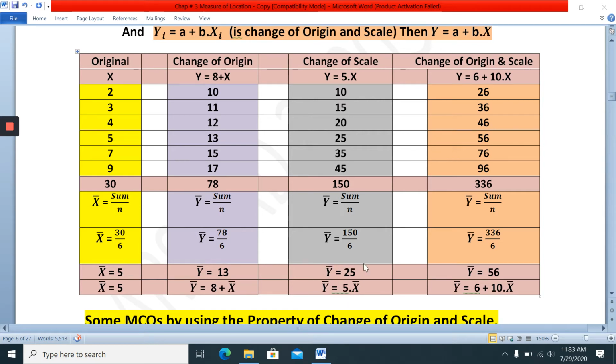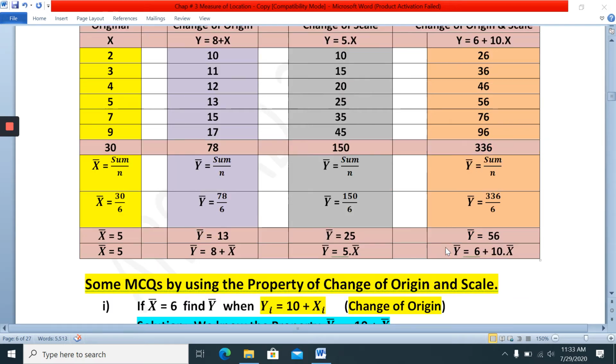So y bar answer will be 25. Y is equal to 6 plus 10x. So now what is the property of this one according to change of origin and scale? This becomes y bar equals 6 plus 10 x bar. Now what is the value of x bar? X bar is 5. So 5 times 10 is 50, 50 plus 6 is 56. So this is the answer according to the property.